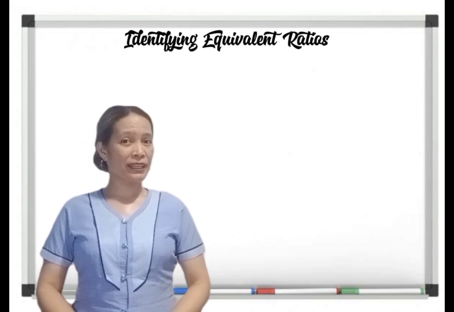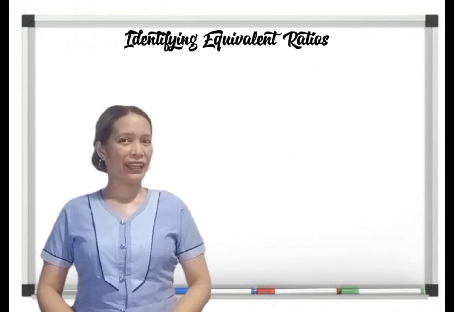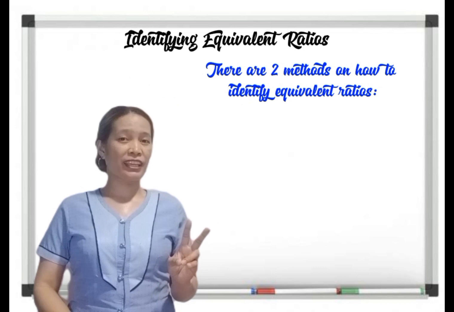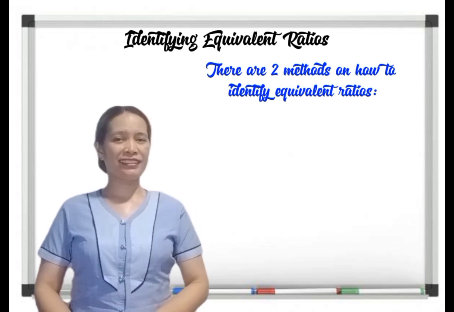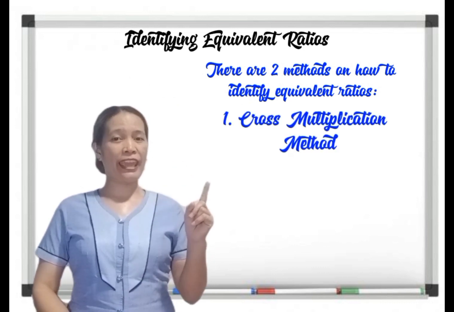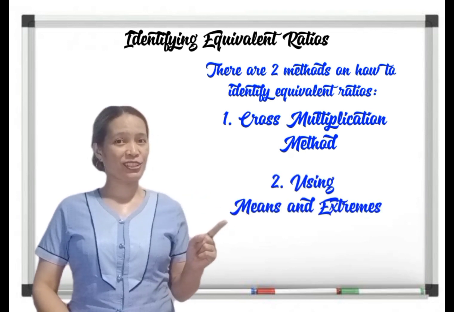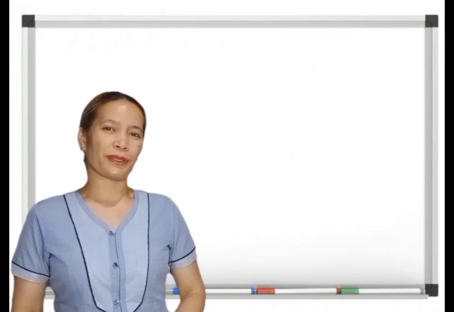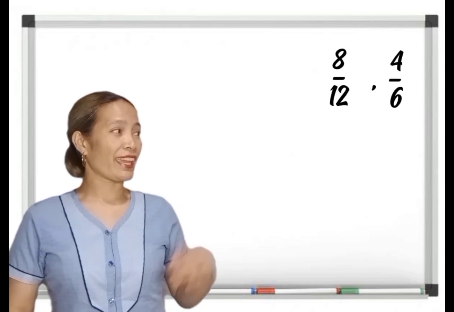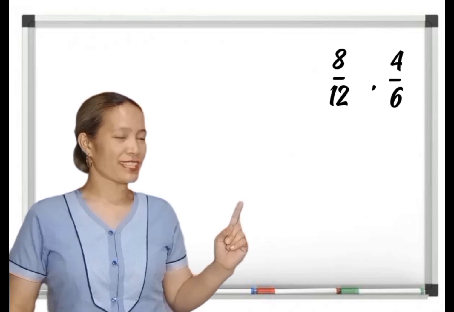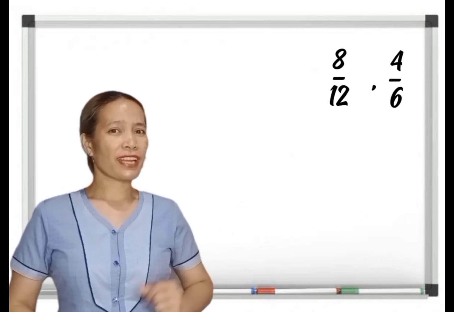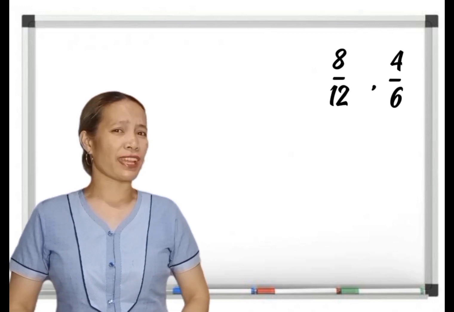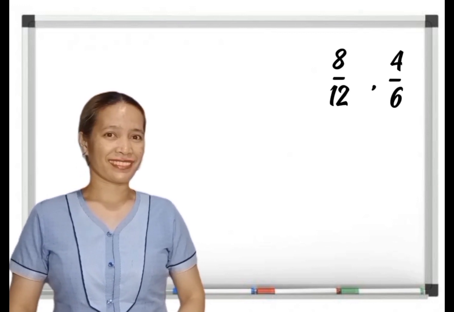Paano natin malalaman kung ang given ratios ay equivalent? Okay, there are two methods on how to identify equivalent ratios. And those are cross-multiplication method and using means and extremes. Let's have an example. Number 1. 8 over 12 and 4 over 6. Okay. Paano natin malalaman kung sila ay equivalent ratios? How are we going to identify if they are equivalent ratios?